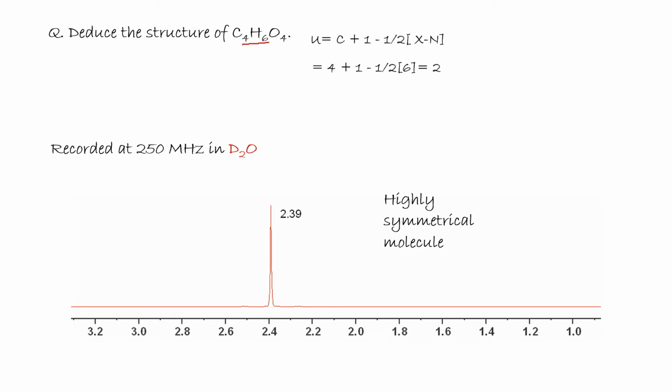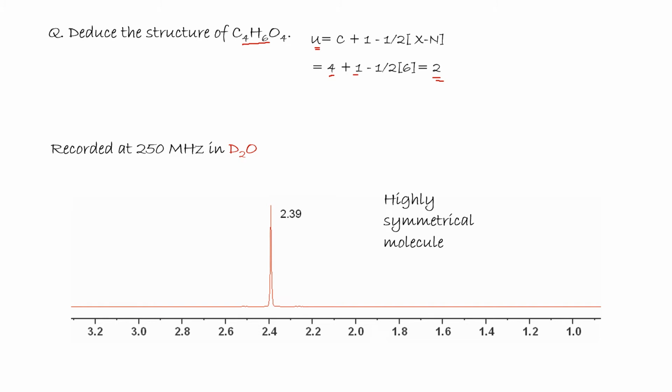From the molecular formula, the unsaturation number is C plus 1 minus half the monovalent elements minus the number of trivalent elements. So we have 4 carbons plus 1 makes 5, minus half of 6 protons, which are monovalent. So 5 minus 3, the unsaturation is equal to 2. So we have 1 triple bond, or 2 double bonds, or 1 double bond and 1 ring, or 2 rings.